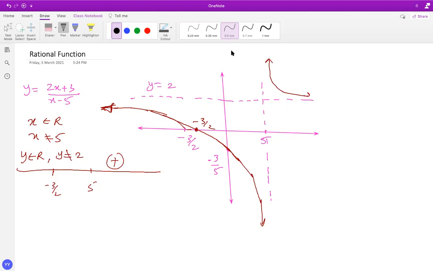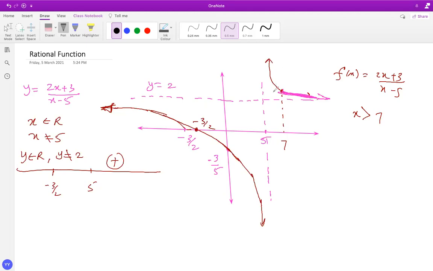Sometimes, if the question is, let's say, f of x is 2x plus 3 over x minus 5, and the domain of this function is, let's say, x more than 7. Now, for this domain, can you find out the range of the given function? In that case, x equals 7 is here somewhere, and they are just taking this particular part of the graph.